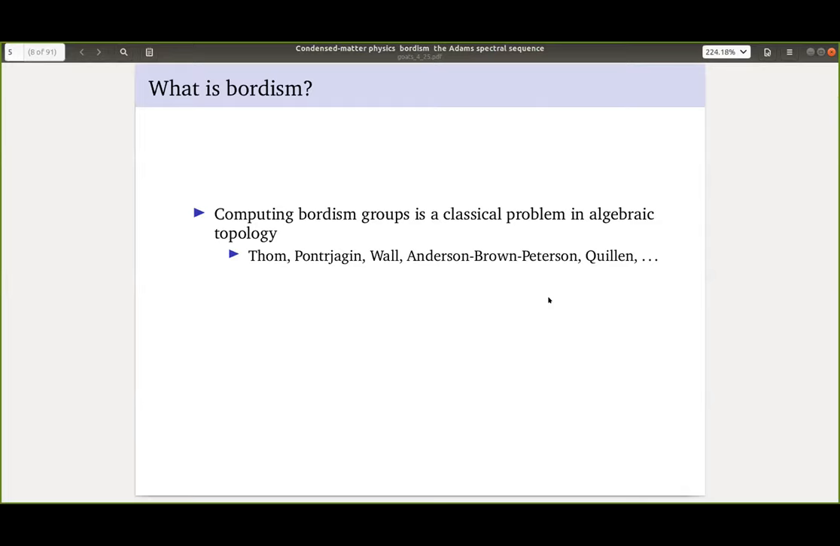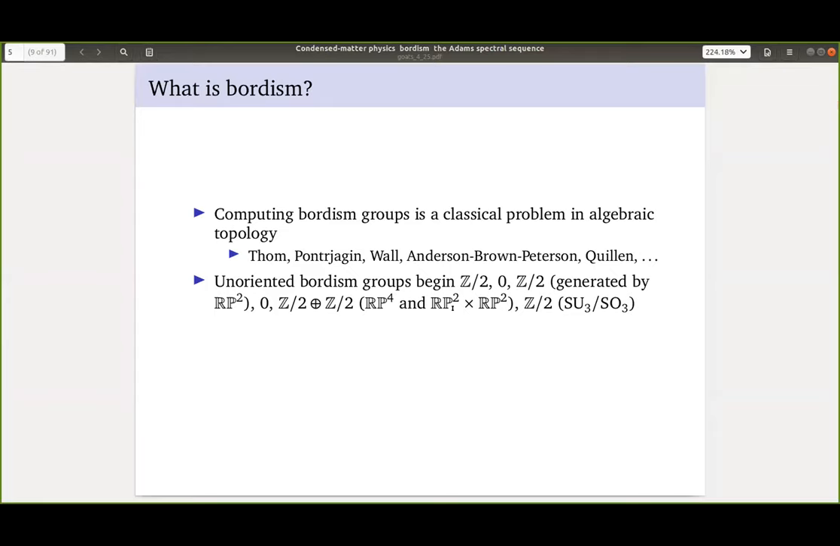And indeed, computing Bordism groups is a historical classic problem in algebraic topology. Many important concepts, such as the Thom space, and I think even transversality, were invented in order to tackle this problem. So that's foundational work of René Thom and Lev Pontryagin. Further important work was done by many authors, including Wall for the oriented case, Anderson, Brown, Peterson in the spin case, Quillen in the stably almost complex case, and many more.